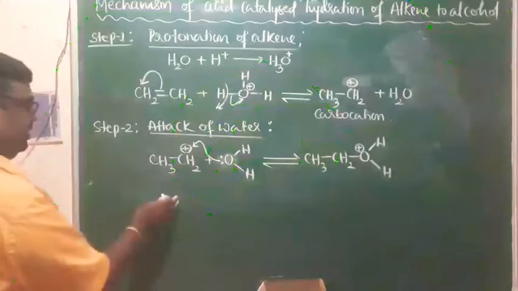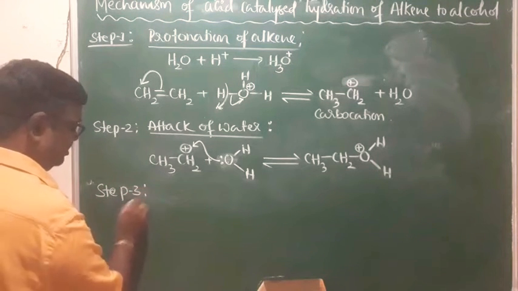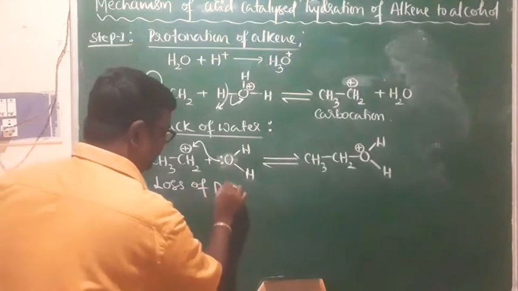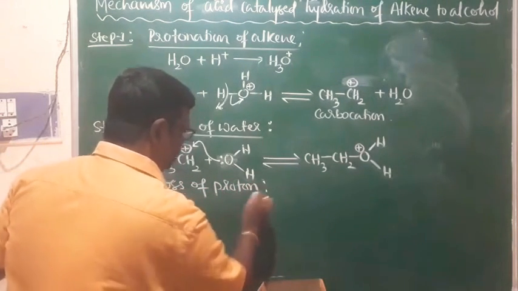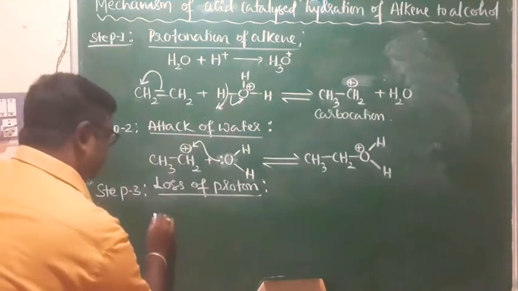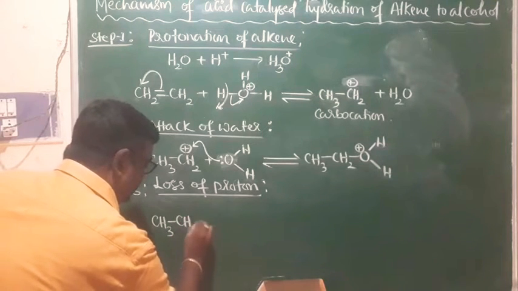And of course that intermediate is unstable. In the third step, yes, it is in step 3. Now there is loss of proton. That is loss of proton, right? Step 3 is loss of proton. In step 3, the product of step 2 is a reactant of step 3.